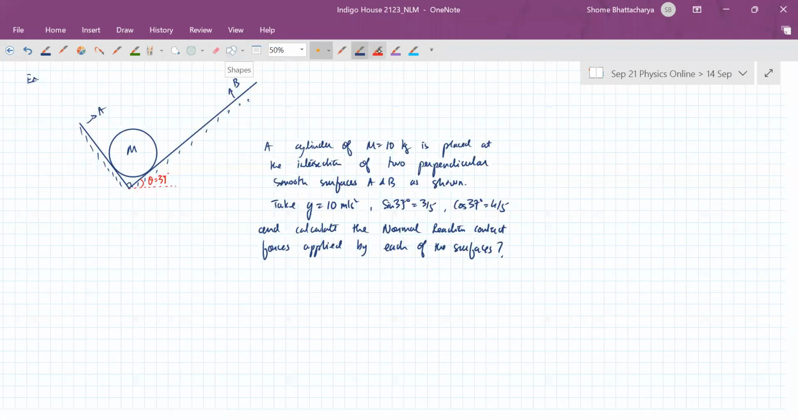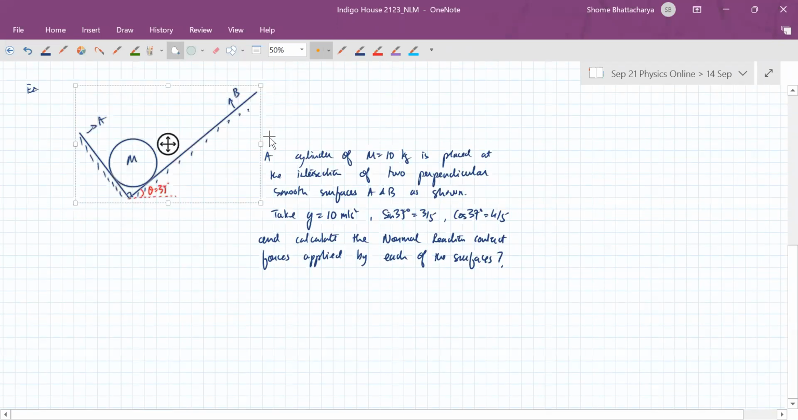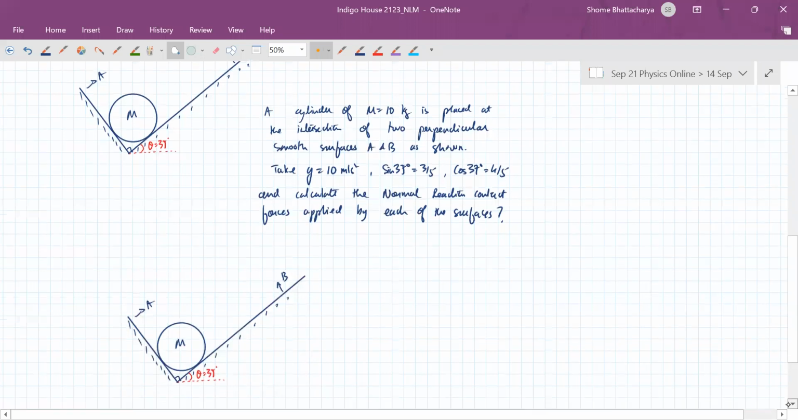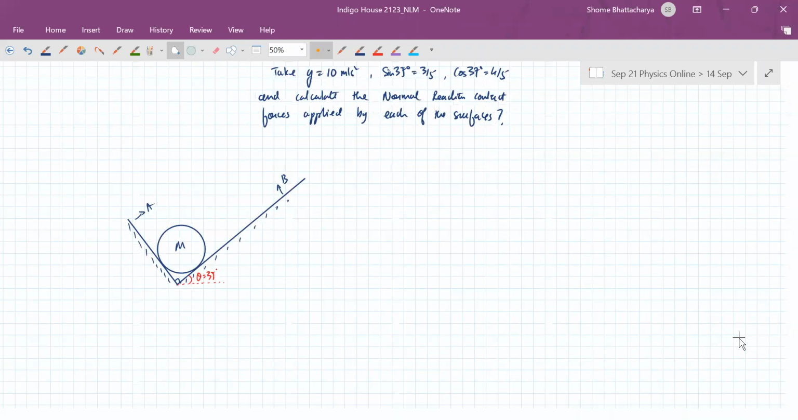Okay, so let's understand how to draw the free body diagram in this situation. How many forces are acting on this body? Can anybody tell me? Total of how many forces are acting on the cylinder? Three. Yeah, very good. Three forces. There is obviously the weight of the object, which is acting vertically downwards. But then there are two normal reactions.